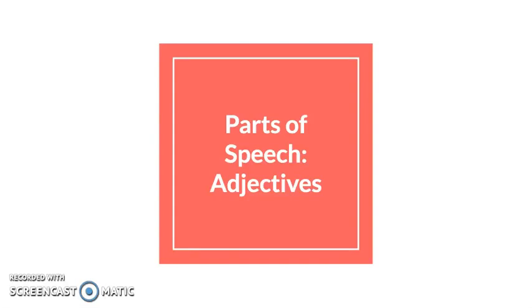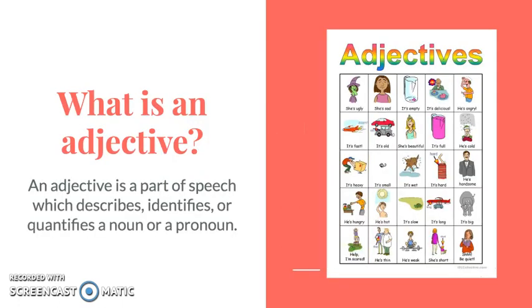For today's lesson, we'll be focusing in on adjectives in the parts of speech. So what is an adjective? An adjective is a part of speech which identifies, describes, or qualifies a noun or a pronoun. Some adjectives we have over here are: it's slow, it's big, he's handsome, she's beautiful, she's ugly, it's fast, it's heavy, he's hungry.